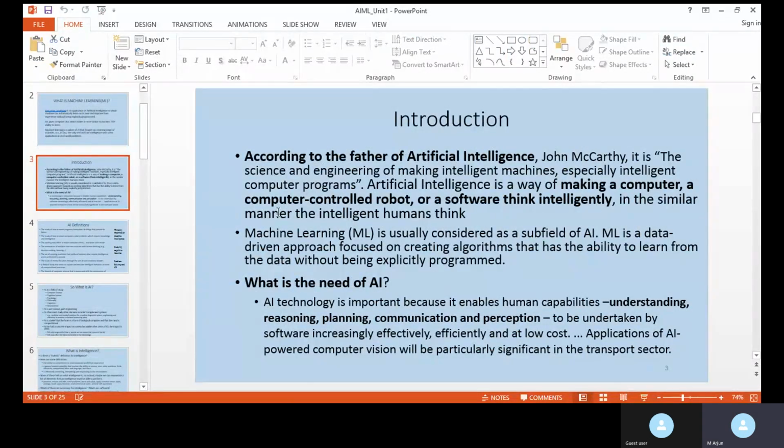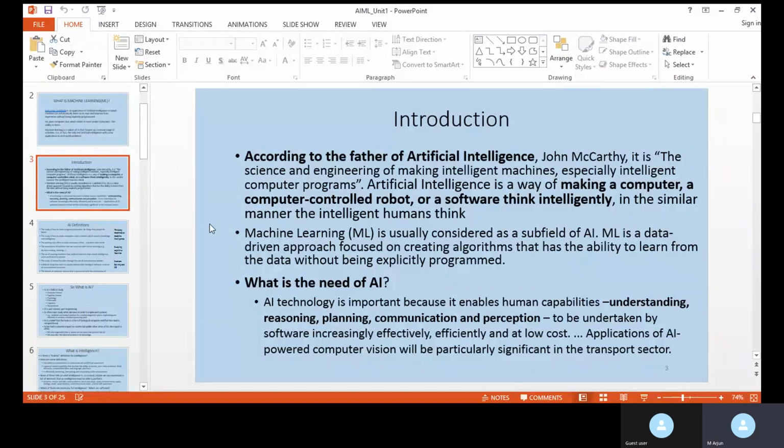So artificial intelligence, basically, we are going to see a brief introduction. What is basically artificial intelligence and how machine learning is helpful in this regard.